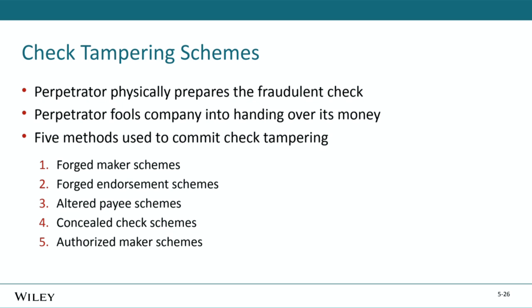Altered payee, well, the payee is on the line. It says pay to the order of. Well, that's the payee. Okay. We'll talk about that more in a bit. Concealed check scheme. Okay, that's where you get the boss to sign the check without having him read the rest of the check. And then the authorized maker is the boss who signs the checks is the fraudster.